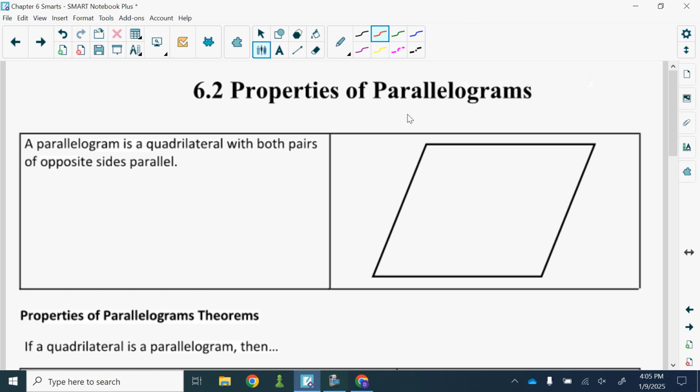Hey guys, so today we're going to go over properties of parallelograms. This will be pretty quick.